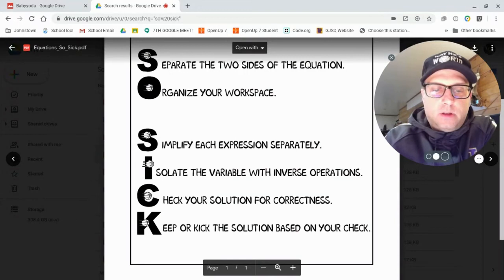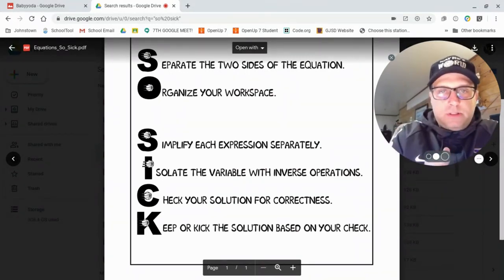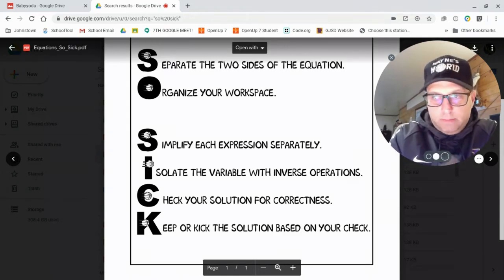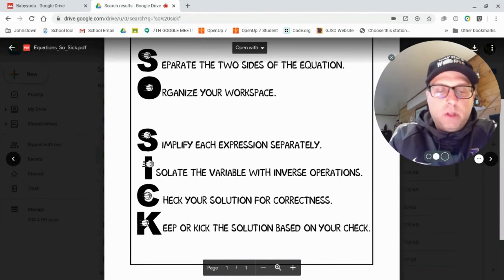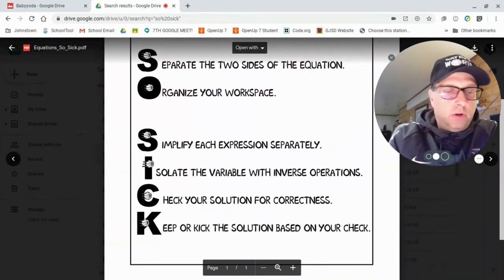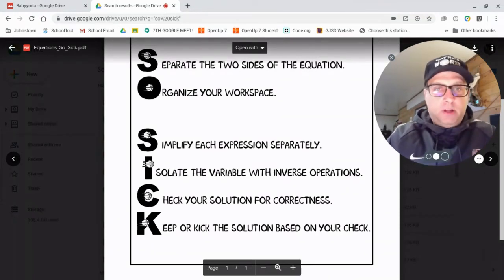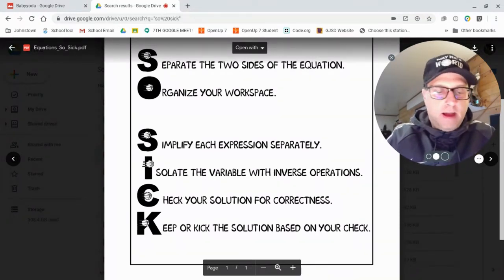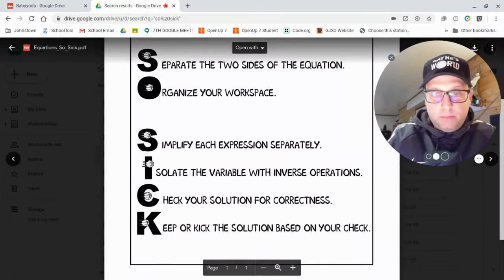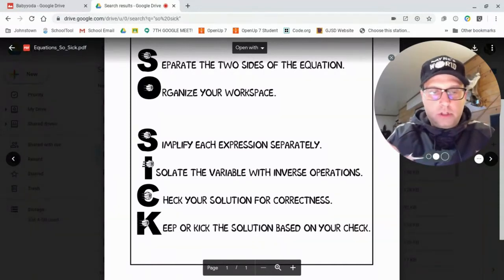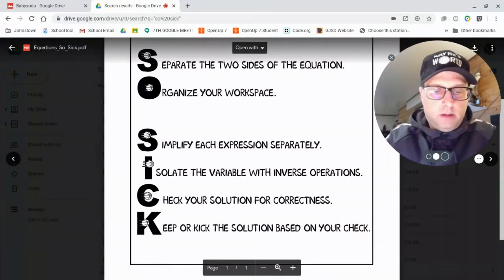The S in "so" is to separate the two sides of the equation. You've heard me talk about drawing a line through the equals. The O is to organize your workspace. In other words, give yourself plenty of room. Hopefully you're doing it in pencil, you have an eraser nearby, and you're not writing your work in gigantic letters.